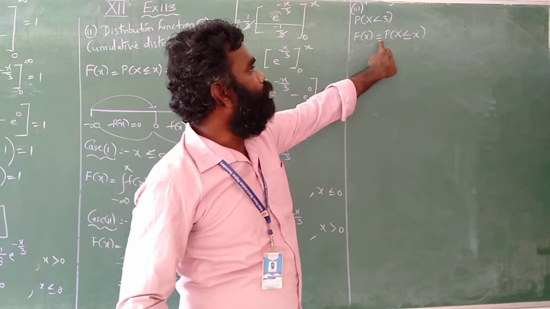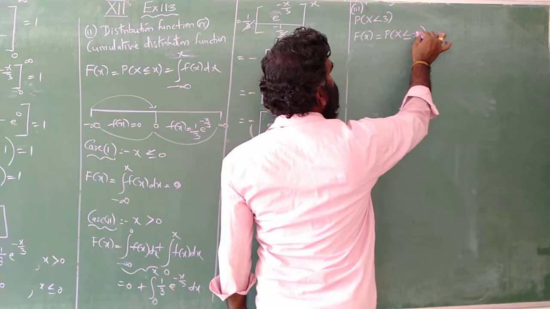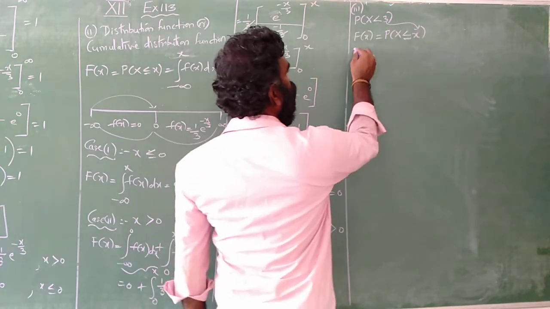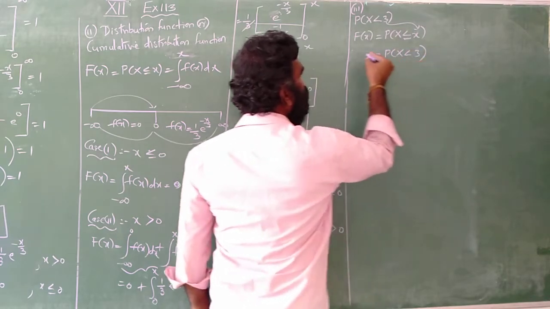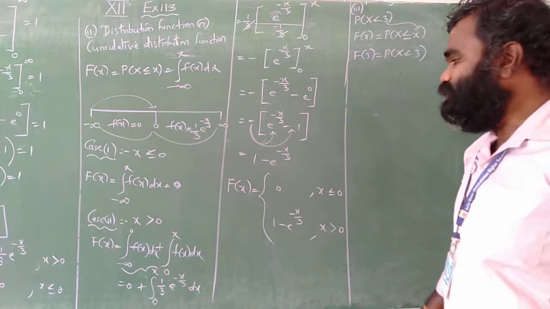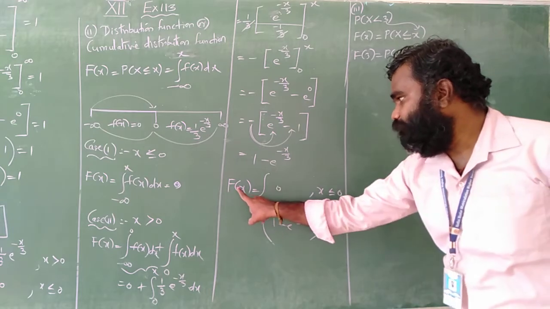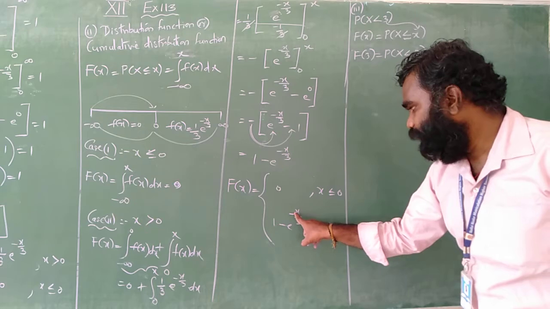F of x is equal to P of x less than or equal to x. Here, what is x? Here x is nothing but 3. Therefore, P of x less than 3 is equal to F of 3. What is F of 3? Check here. F of 3 is equal to 1 minus e power minus 3 by 3.